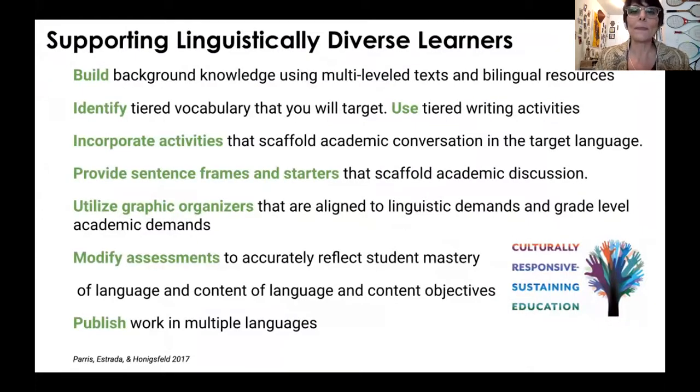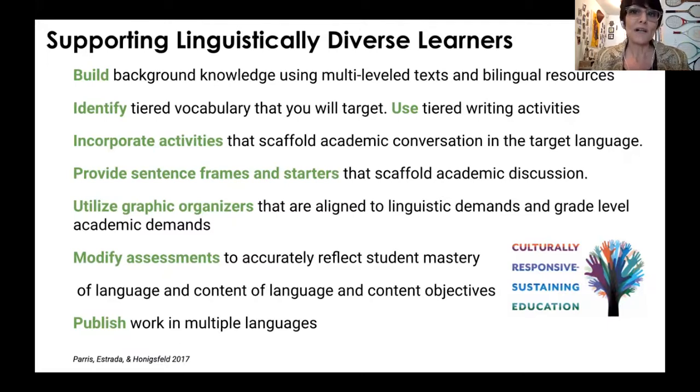So let's talk about the culturally responsive instruction that we all know we need to address. We have to support our linguistically diverse learners. Flipping supports linguistically diverse learners, but the teacher creates the interactive collaborative activities, and the creation and the research have to be designed to support our learners. So we showed you how we build background knowledge, using multi-level text and bilingual texts, making sure you tier vocabulary, and incorporating activities to scaffold the conversation in the target language. We mentioned all of these things, sentence frames, graphic organizers.